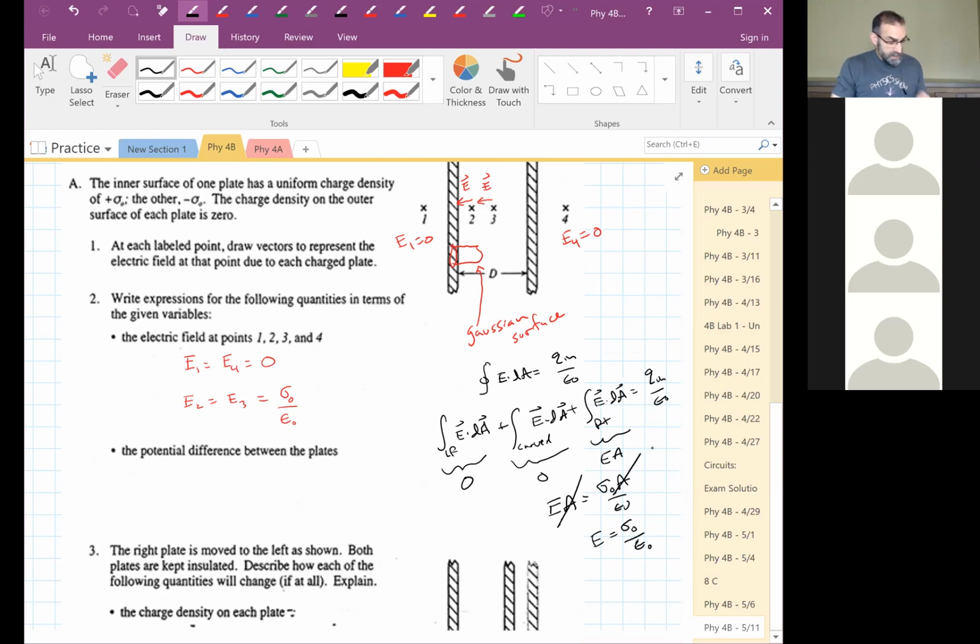Okay. Now, where are we? Potential. So find the potential difference between the plates.